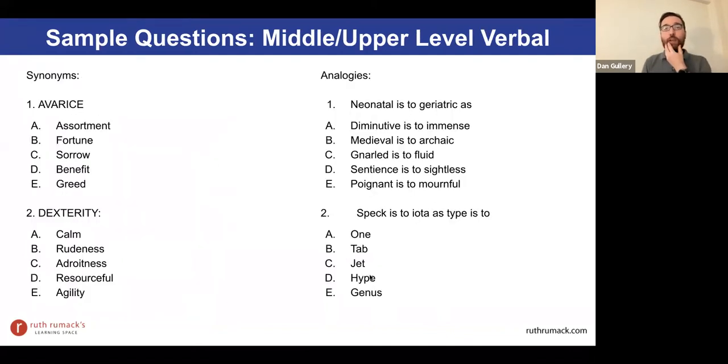And then just to give you an example of the synonyms and analogies in terms of the vocabulary. A word like avarice: whether you know what avarice means doesn't necessarily mean that you know what the answer choices mean. Same with dexterity. And this is exactly how it would be presented on the test. For analogies, we have neonatal is to geriatric. So you need to understand the relationship between those two words, if you know what they mean, and then know what the words in the answer choices mean. Again, spec is to iota as type is to. Knowing what iota means is the deal breaker between understanding the relationship in the analogy and not being able to answer it.